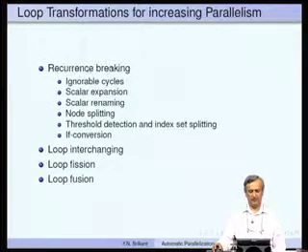So, we know that cycles, that is recurrences, create problems. So, recurrence breaking is one of the loop transformations. Within that there are many of them: ignorable cycles, scalar expansion, scalar renaming, node splitting, threshold detection and index set splitting, if conversion. We will see one example of each. Then loop interchange is a very important transformation, loop fission, and finally loop fusion.